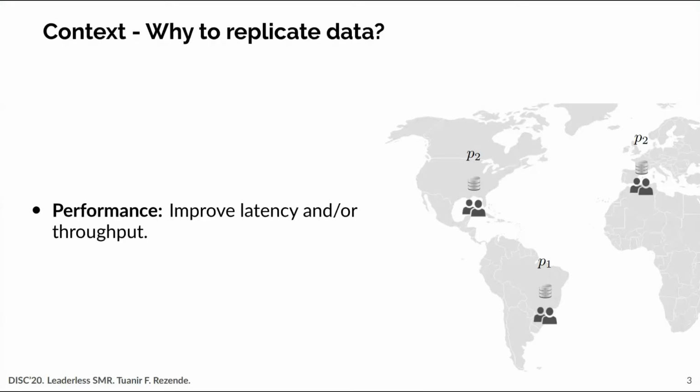So it begs the question, why replicate data? One of the reasons is performance. Consider the example where a client connected to the replica in South America wants to send commands to the replica in North America, replica P2, but the geographical distance is too big. So by replicating data, we can put in a closer replica, and then it can communicate more easily. The geographical distance is smaller.